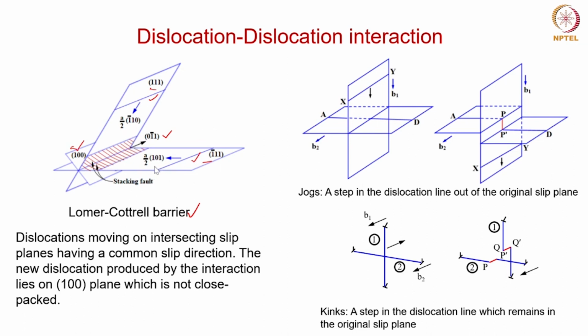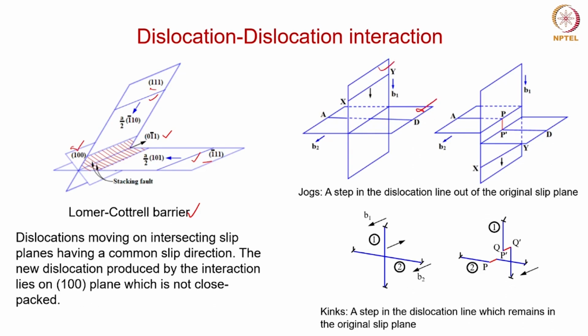intersecting slip planes. But there could be other kinds also, as you could see from the figures over here. For example, you can have two slip planes like this, one over here, and another over here.